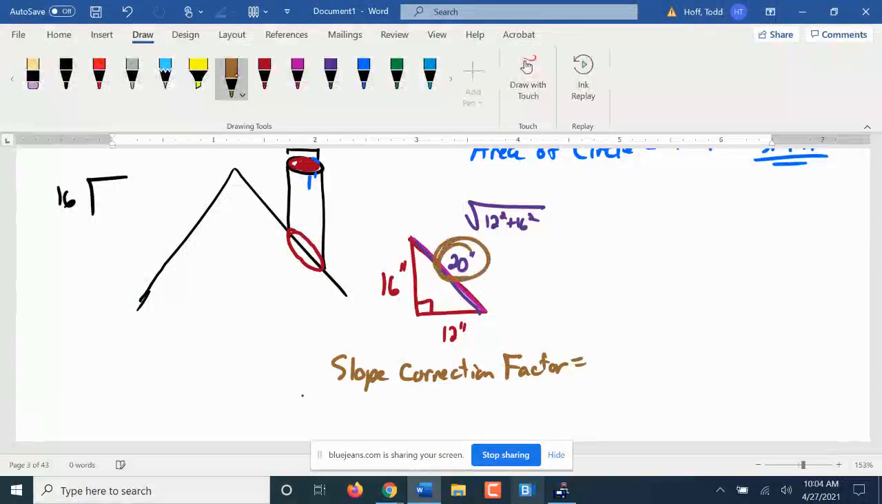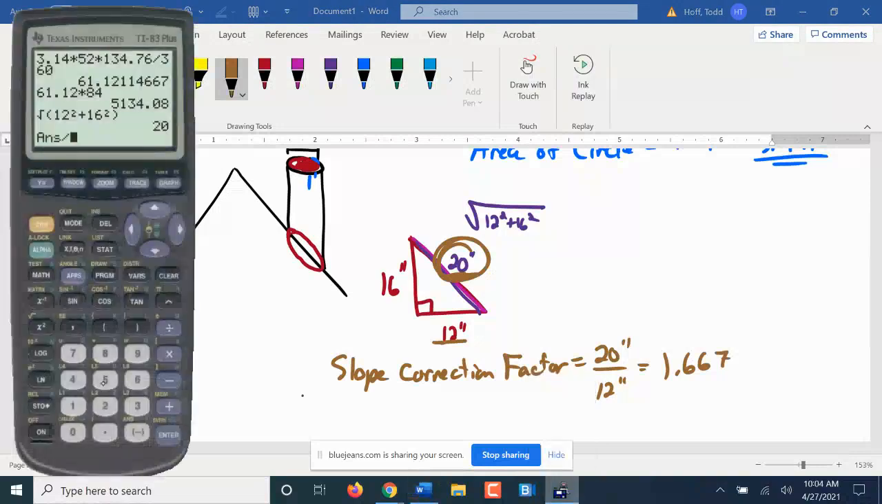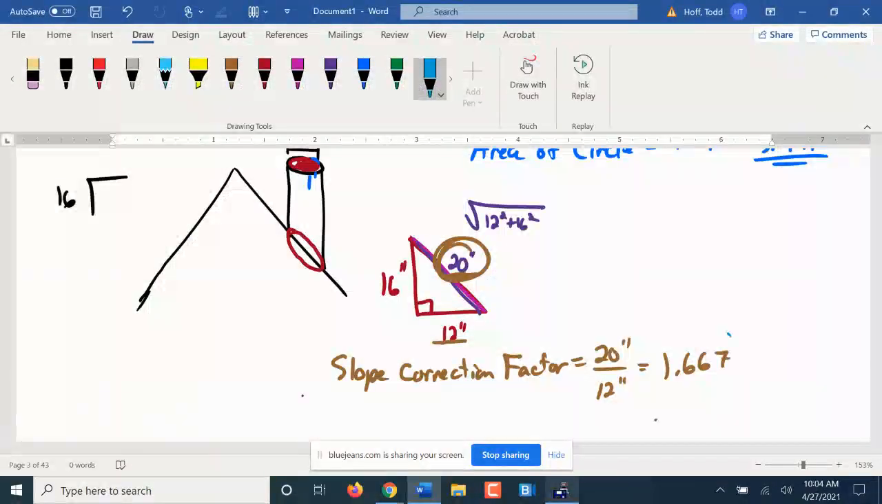So the slope correction factor here is found by taking this hypotenuse, this length that we just found, divided by 12. 20 inches divided by 12 inches is 1.6667, is the ratio. Whatever something would be on a flat surface, it's going to take up an area equal to that flat surface times 1.667 on the slope.